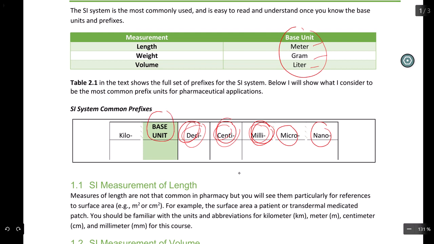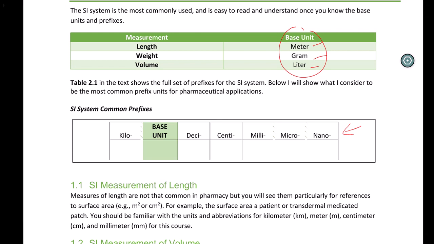Now I put this little graph here with those common prefixes. There are more prefixes than what are in that chart here. What I am trying to show you here, for this chart, is the ones that are common in pharmacy and that we use primarily a lot in pharmacy calculations.